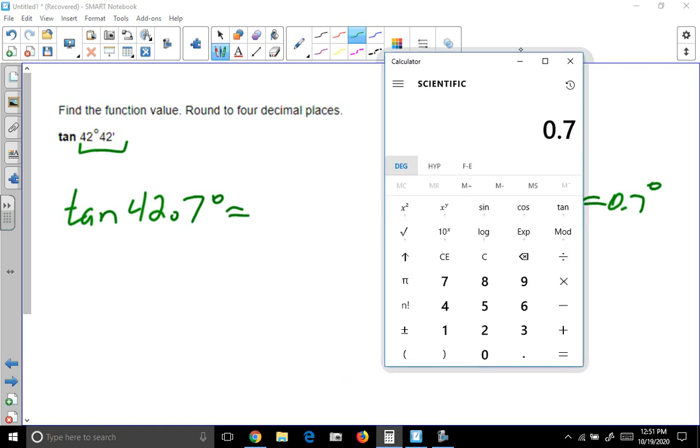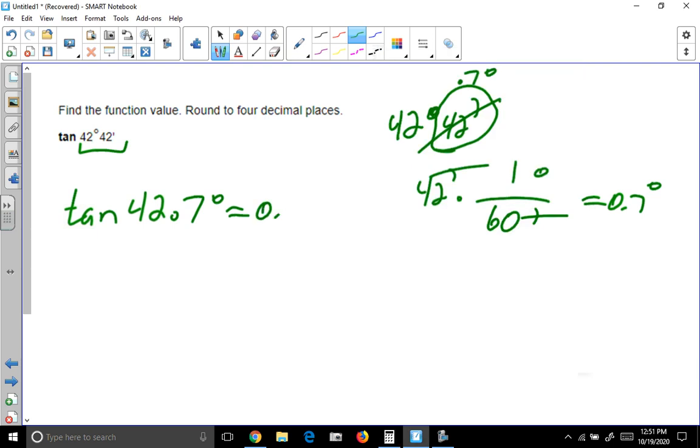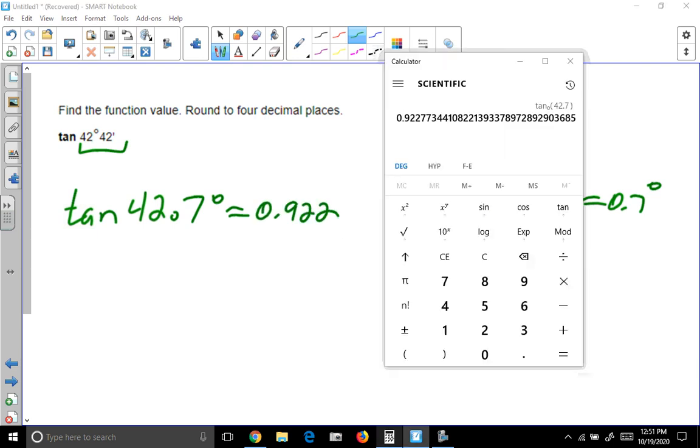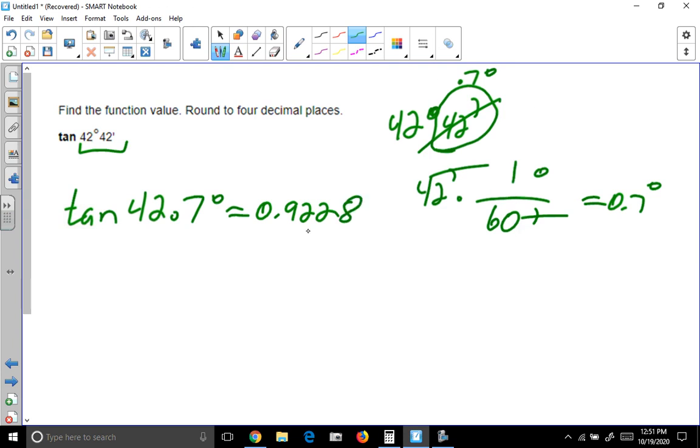Well, we need to make sure that our calculator is in degrees. Our angle is 42.7 degrees, and we're taking tangent of that. So normally we take that to about 4 decimal places. So if we round that to 4 decimal places, we would get 0.9228. So if your calculator allows you to put in an angle like that, then you can just put that angle in and click tangent. But if it doesn't, we would have to translate that angle to decimal degrees and then take tangent.